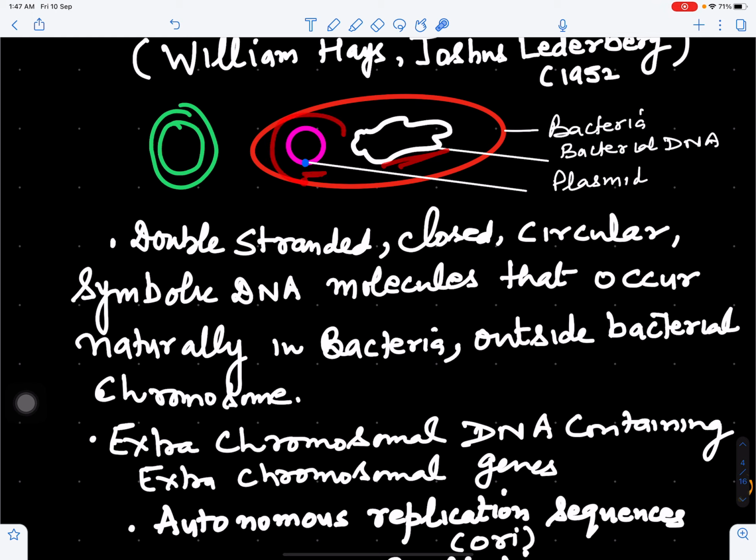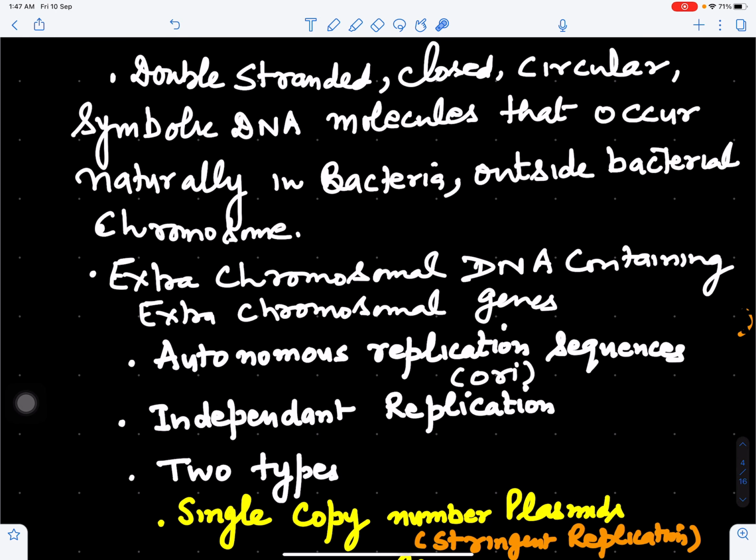Now the plasmid can replicate. It has its own point for replication, and this blue point I have indicated is its origin of replication. So one plasmid can form two plasmids, three plasmids, four plasmids. Many copies of the plasmid can be produced. This is called autonomous replication. This ORI point, also called the origin of replication, leads to independent replication.